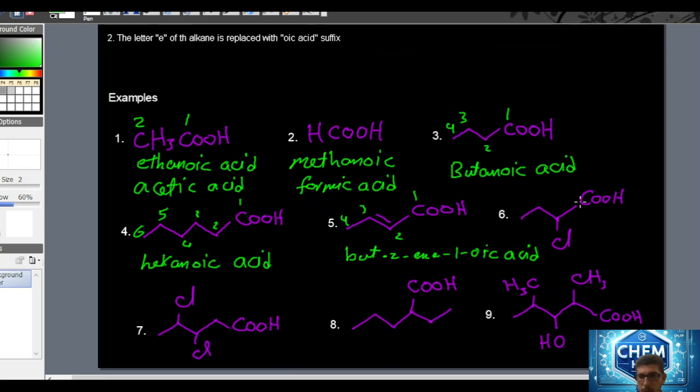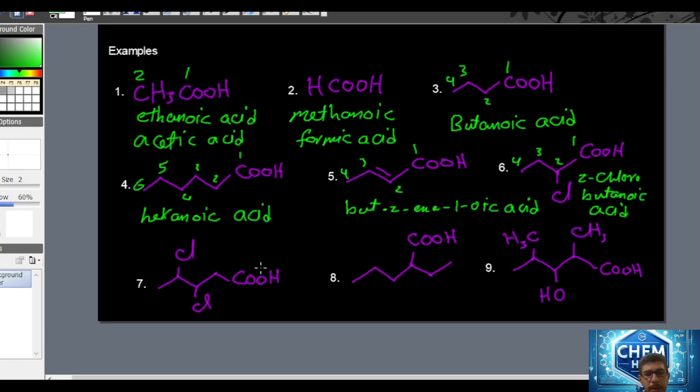How about this one? Would you start from the left, nearest to the chlorine, or would you start from the right, nearest to the carboxylic acid group? Always start near the carbon which bears the carboxylic acid group because it has higher priority. So one, then two, three, four. This is 2-chloro, one, two, three, four, butanoic acid.